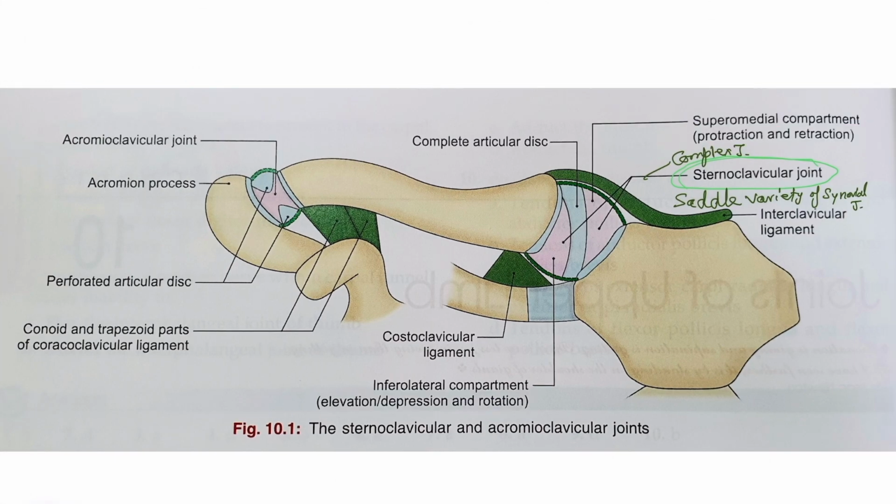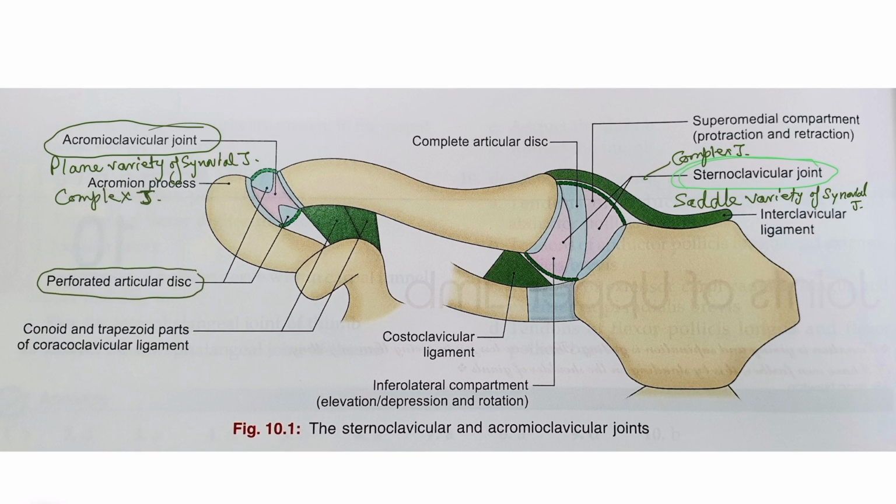Okay. Then on the lateral end you find another joint called acromioclavicular joint. This joint is a peculiar joint as it has some peculiar features. One thing is about the variety. This is a plain variety synovial joint. Both these joints have an intra-articular disc, and that's why this also is a complex joint. But the important point here is that the intra-articular disc in this joint is perforated. So the joint cavity is not separated out, unlike the sternoclavicular joint.